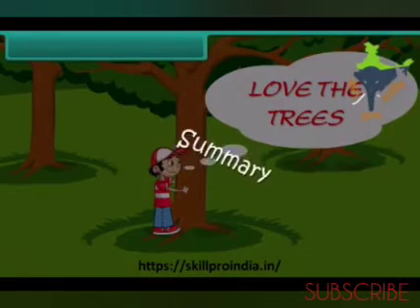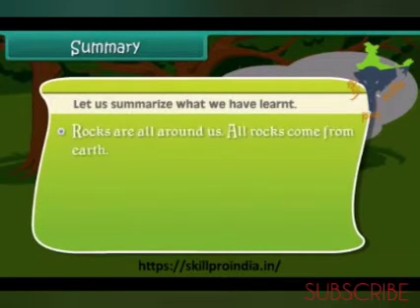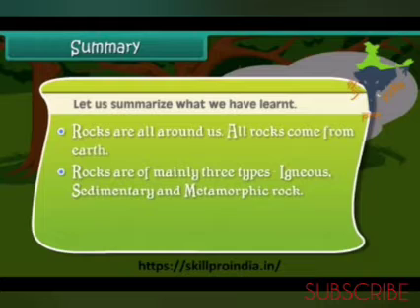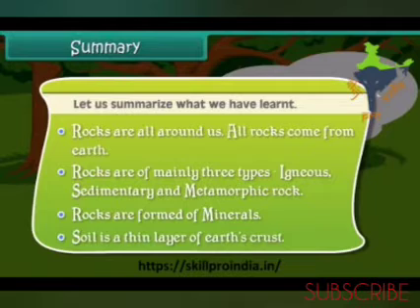Summary. Now friends, let us summarize what we have learned. Rocks are all around us. All rocks come from earth. Rocks are of mainly three types: igneous, sedimentary, and metamorphic rock. Rocks are formed of minerals. Soil is a thin layer of Earth's crust.